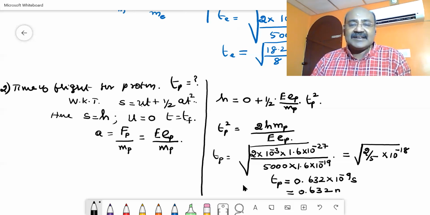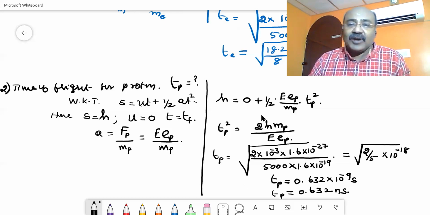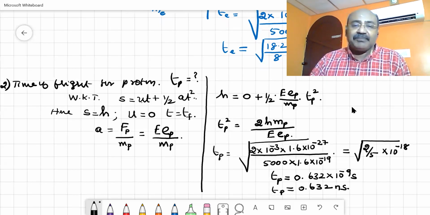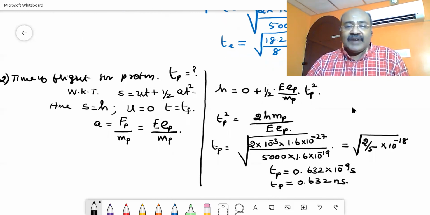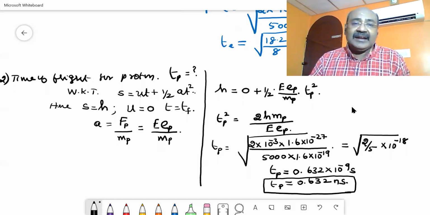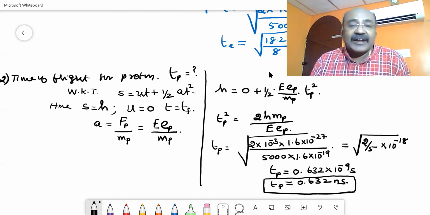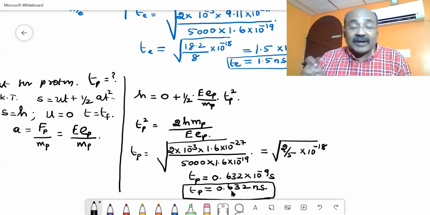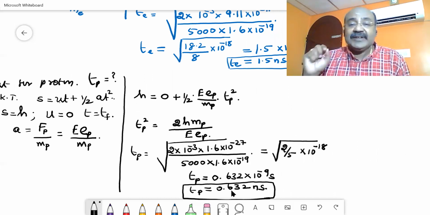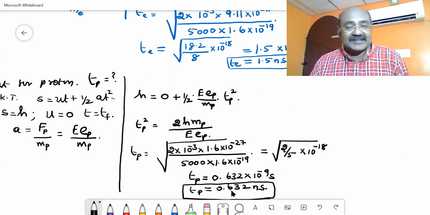This is the time of flight for the protons to travel from one plate to another plate. We have calculated the time of flight for the electron in the previous case, which is 1.5 nanoseconds, and the time of flight for the proton is 0.632 nanoseconds.